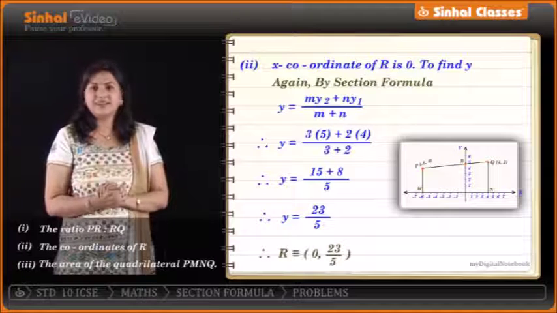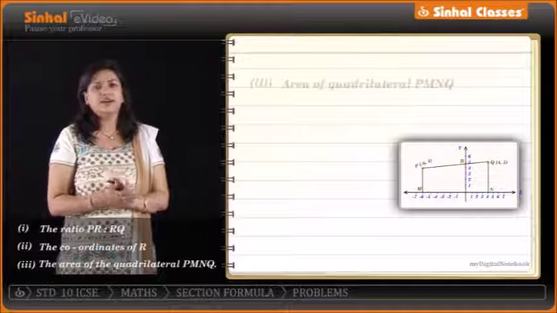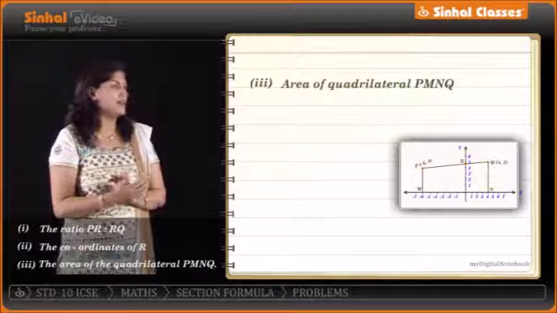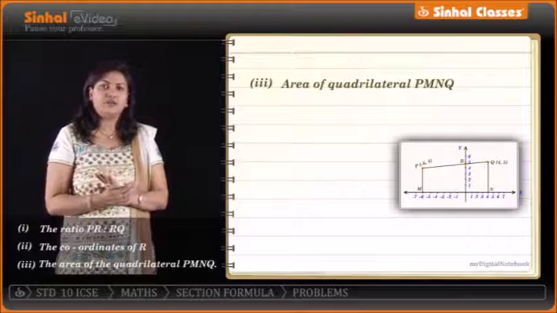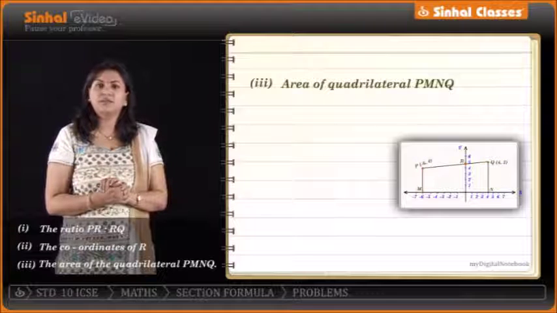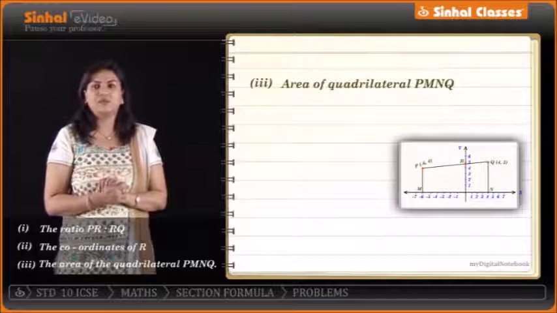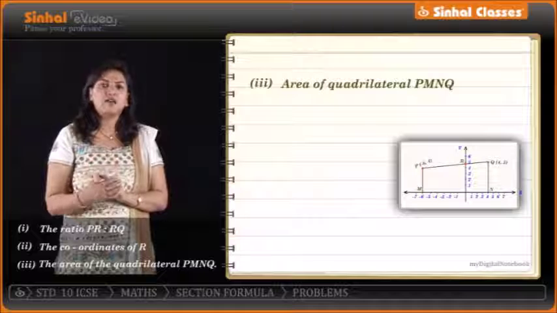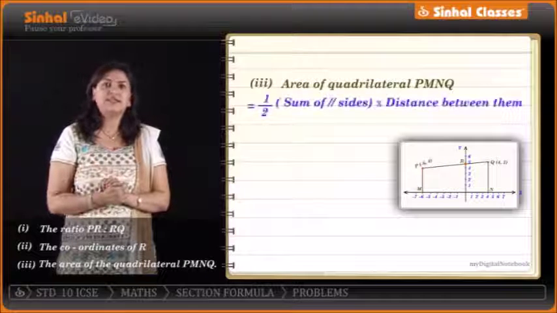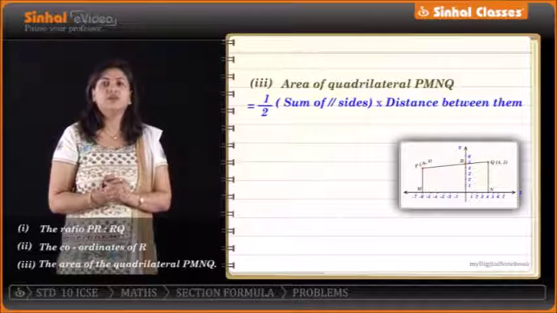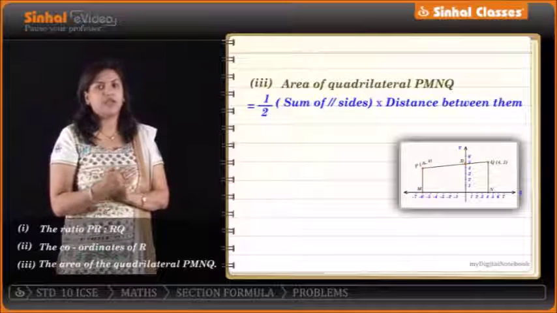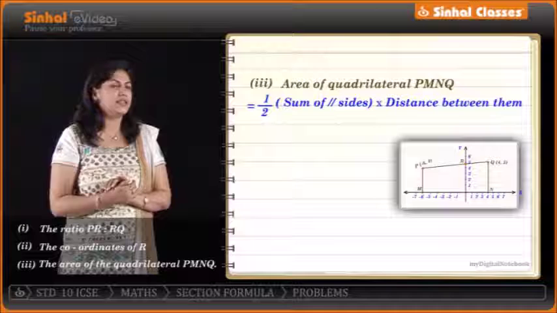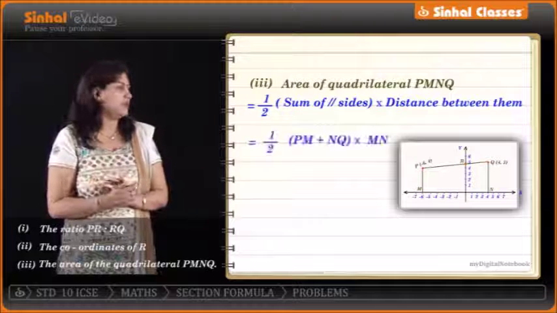Now the third part in this sum is to find the area of the quadrilateral PMNQ. Now this quadrilateral is actually a trapezium, and we know the area of a trapezium is half sum of the parallel sides into distance between them. So we have area of this quadrilateral as half into PM plus NQ into MN.